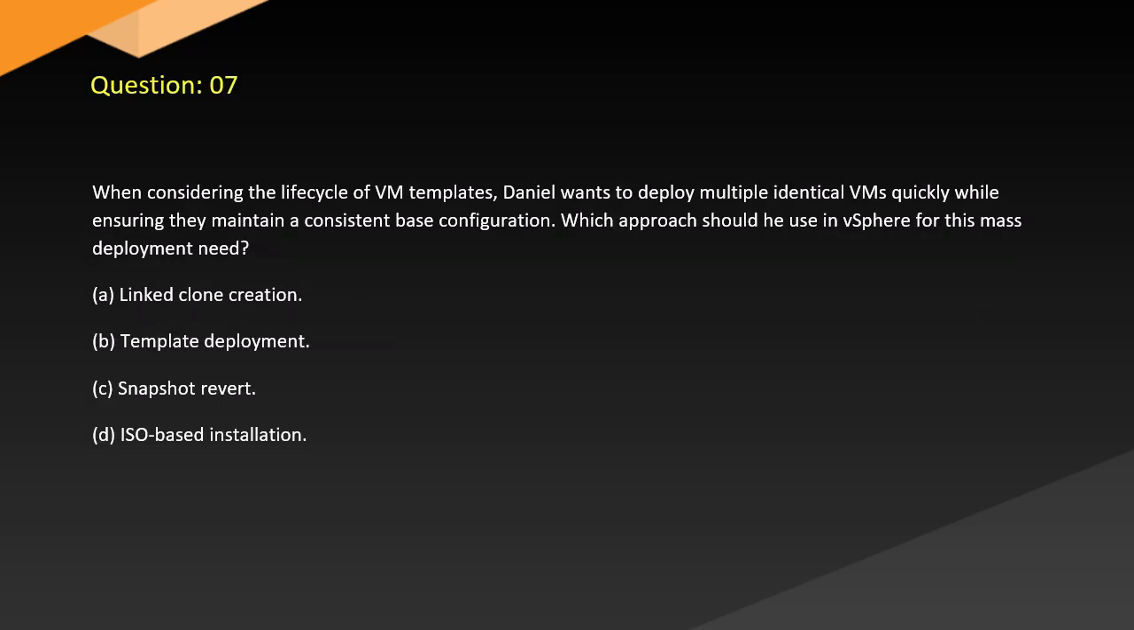Question 7. When considering the lifecycle of VM templates, Daniel wants to deploy multiple identical VMs quickly while ensuring they maintain a consistent base configuration. Which approach should he use in vSphere for this mass deployment need? A. Linked clone creation. B. Template deployment. C. Snapshot revert. D. ISO-based installation.